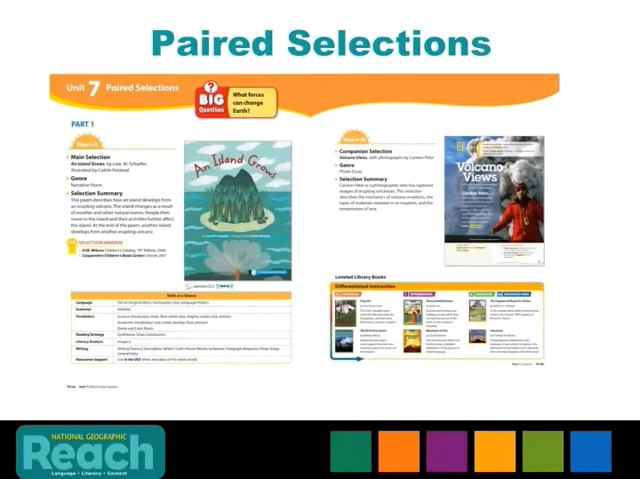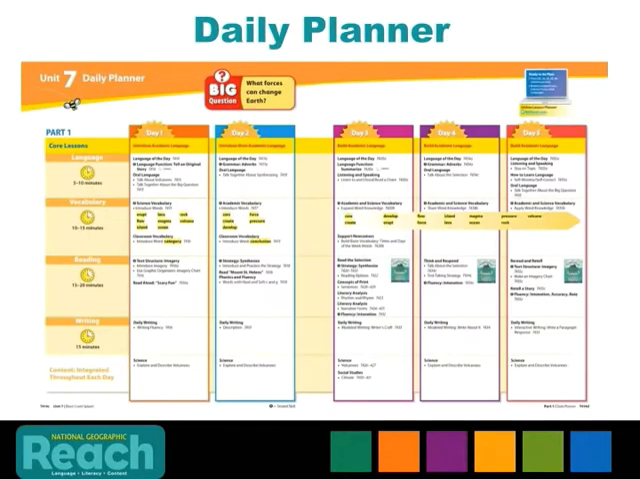Remember, each part will include 2 paired selections, 1 fiction, 1 nonfiction. Within each part, there are 10 days of instruction. Let's take a quick look at the Teacher's Edition planner pages to see how it's laid out. Day 1 begins with introducing academic language with instruction in the first of 2 language functions. Then, students learn the content vocabulary and a literary analysis skill.